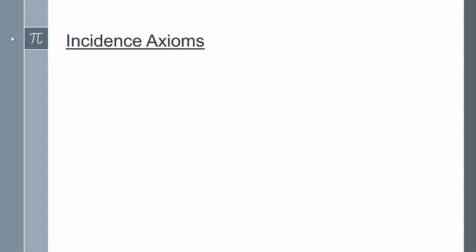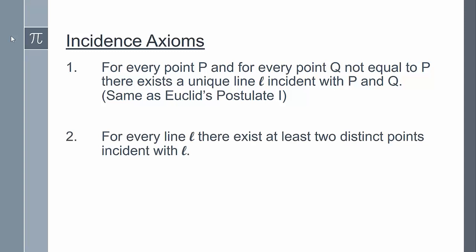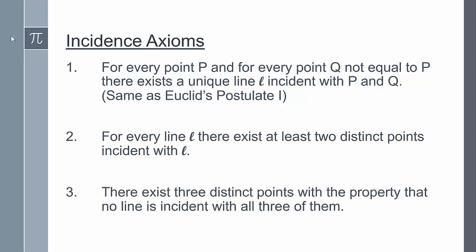First, let's remind ourselves of the incidence axioms, because our models of incidence geometry here are going to still satisfy these incidence axioms. First, for every point P and for every point Q not equal to P, there exists a unique line L passing through P and Q. For every line L, there exist at least two distinct points on L, and there exist three distinct non-collinear points, so that no line is incident with all three of them. Our models, called projective and affine planes, still are incidence geometries, so they satisfy these axioms.